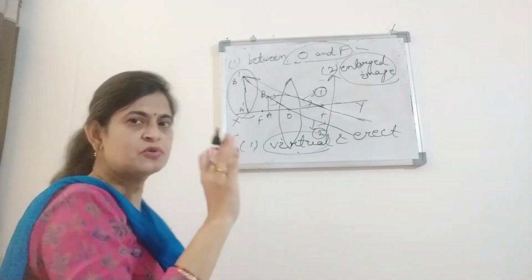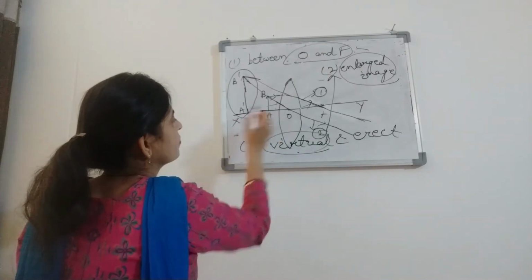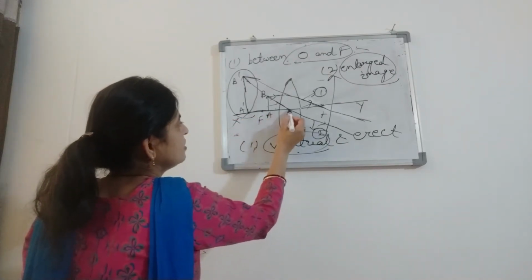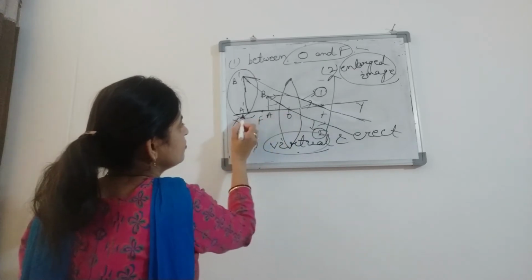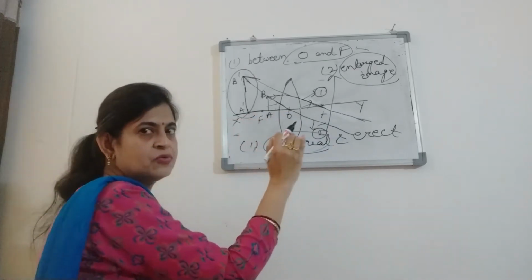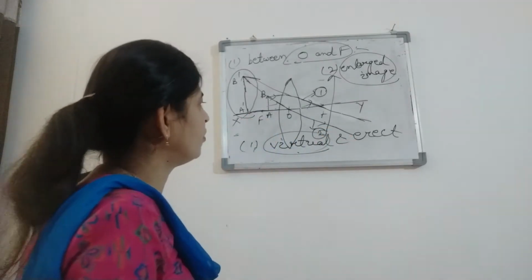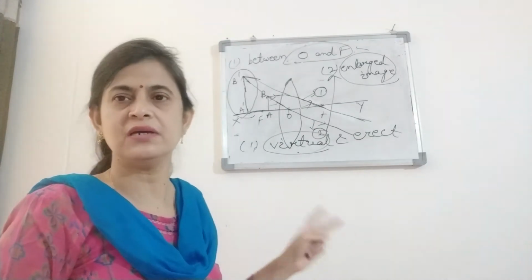Now, what is the position of the image? The position of the object is between O and F, and the position of the image is here, beyond F, or you can say that the image is formed on the same side of the object.